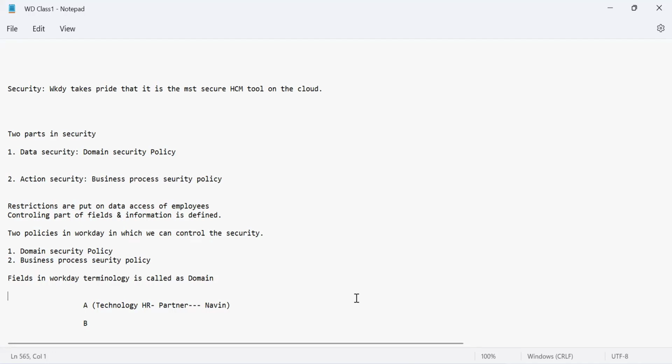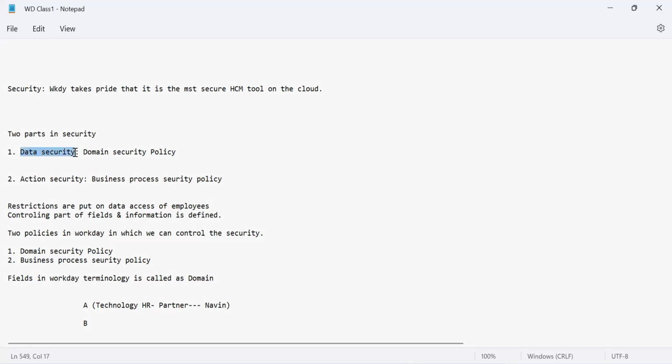Yes. Based on our role, we'll get access to whatever we require, correct. And a Workday consultant doesn't have change access. Not everybody will have it. There will be only one or two persons who can do it. Okay, not everybody. Okay. So there are two parts in security.